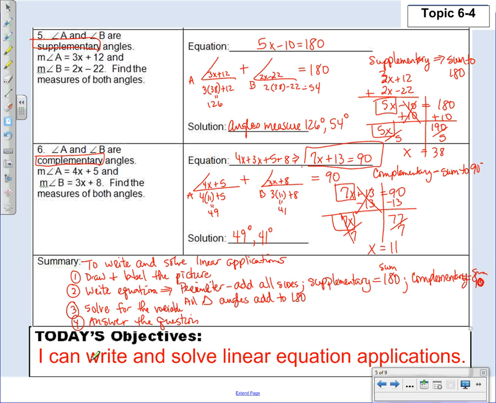Okay, this concludes topic 6-4 on writing and solving linear equations.